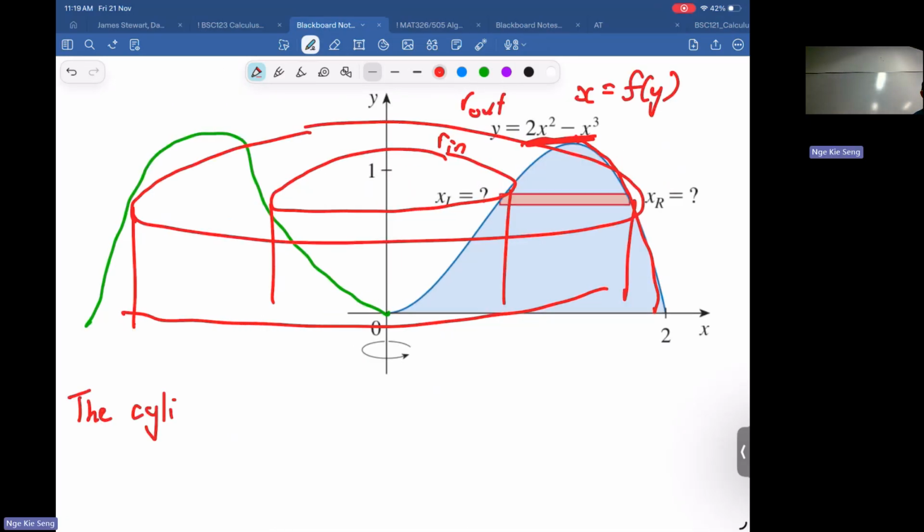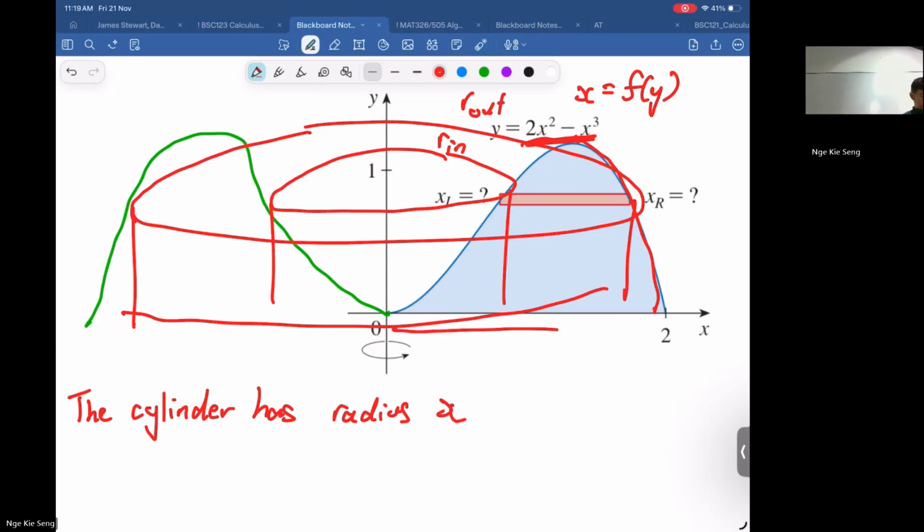The cylinder has radius what? Who controls the radius? So the radius is x. Right, the radius is x here, all the way from 0 to 2 pi. Because you get a cylinder starting from a point and then growing like that.